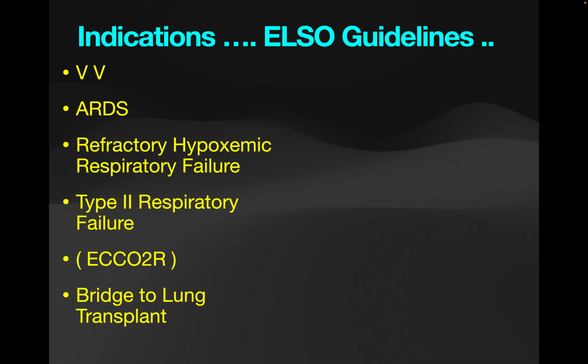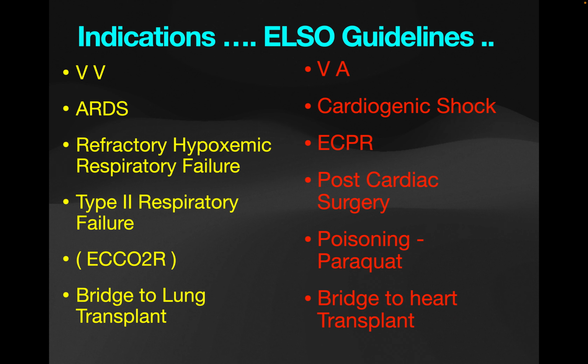So if you are going ahead and doing a lung transplant, then it will be prudent for that patient to undergo VV ECMO. As far as VA ECMO is concerned, of course, cardiogenic shocks, ECPR, post cardiac surgery if the patient does not improve, a few poisonings, especially paraquat poisonings, or even OP poisonings if they are not improving, and of course it is a bridge to transplant. So in VA ECMO, it will be a bridge to heart transplant. So this, in a nutshell, is what the classical indications of ECMO are, either VV or VA.